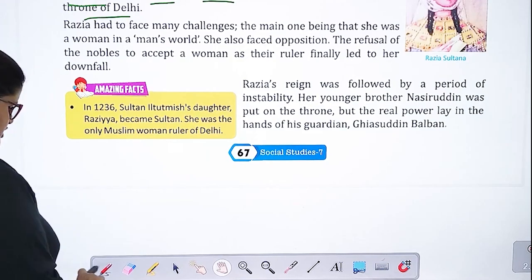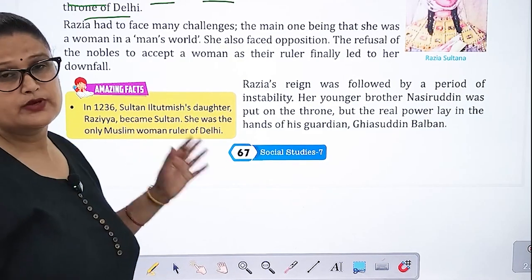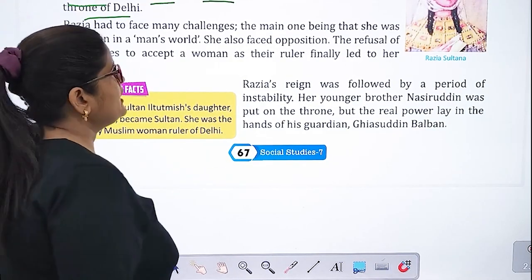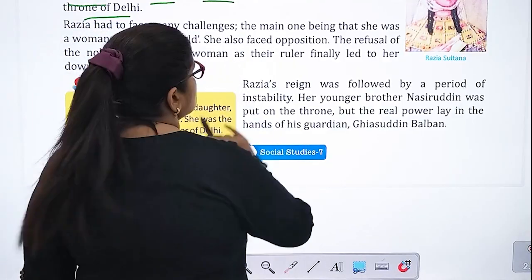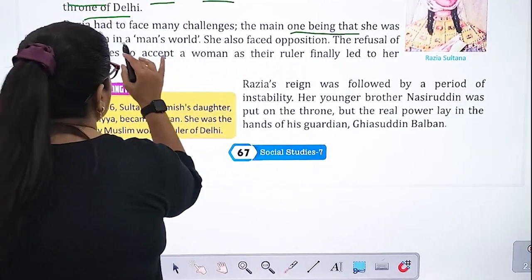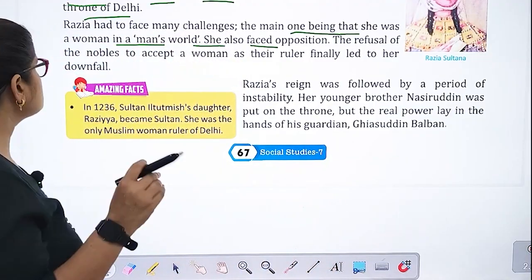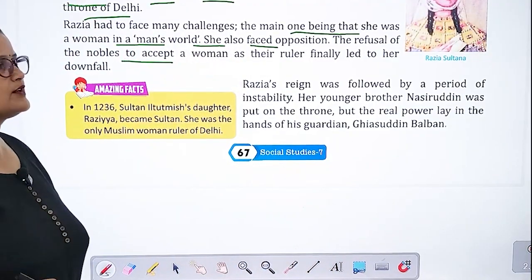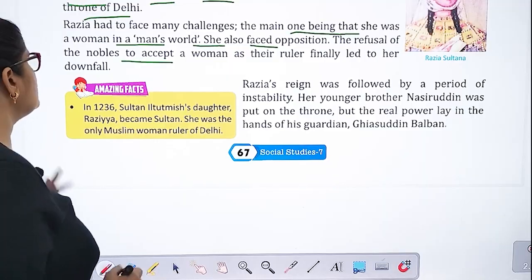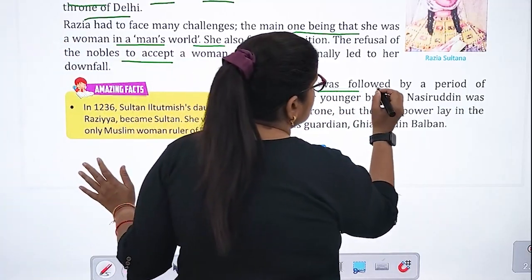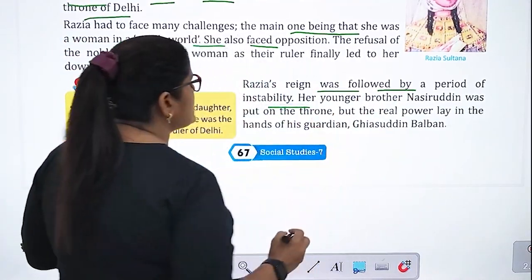Razia had to face many challenges. Why? Because she was a woman. The main one being that she was a woman in a man's world. She also faced opposition. The refusal of the nobles to accept a woman as their ruler finally led to her downfall. Razia's reign was followed by a period of instability.